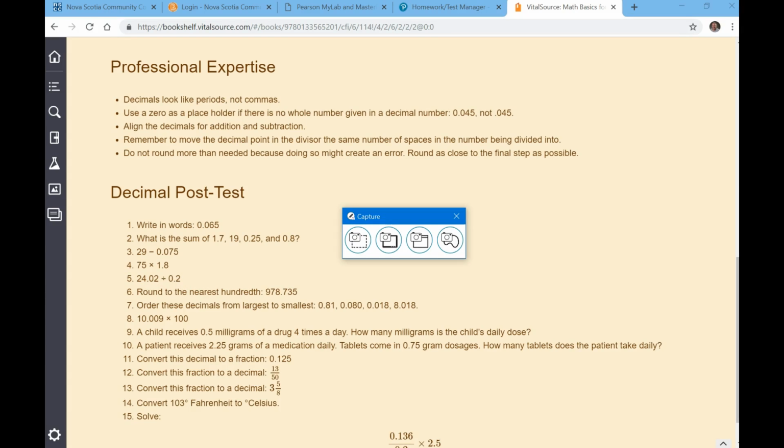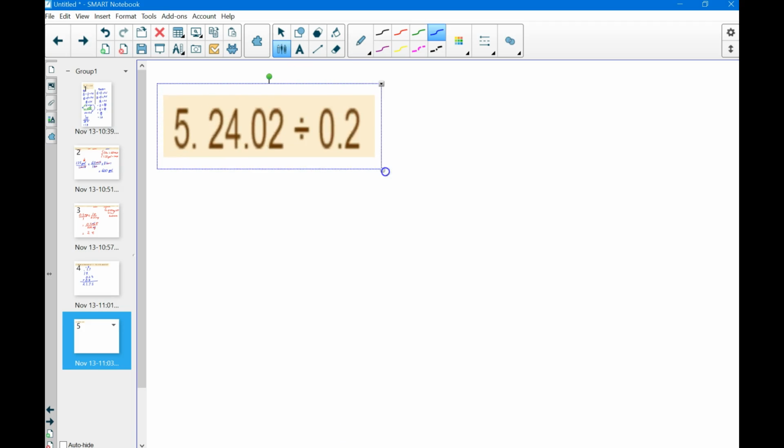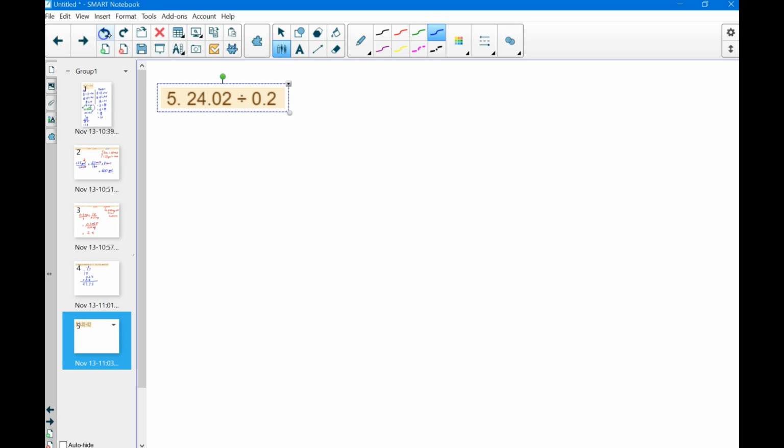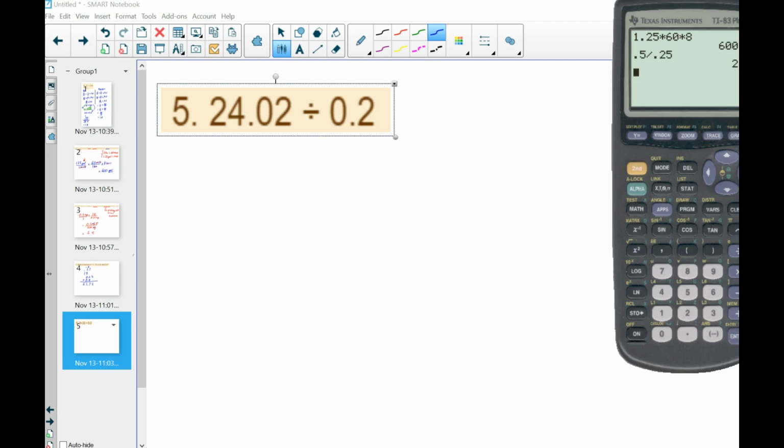I don't think I did one of these, which is why I picked it out, just to show you. 24.02 divided by 0.02. We put it in the calculator, it's not that bad. We get 1,201.